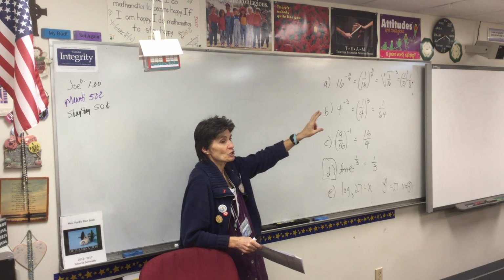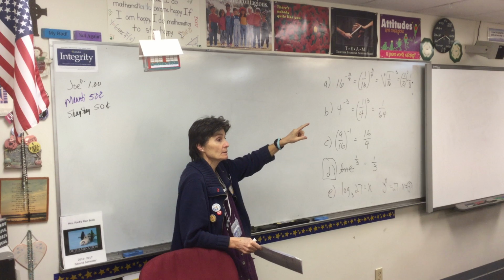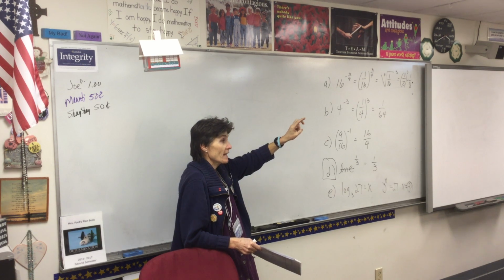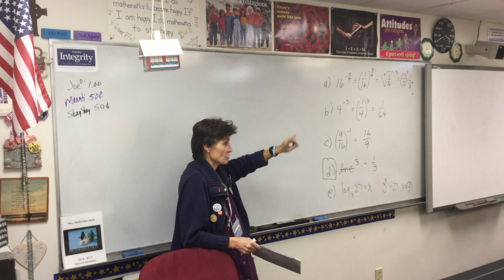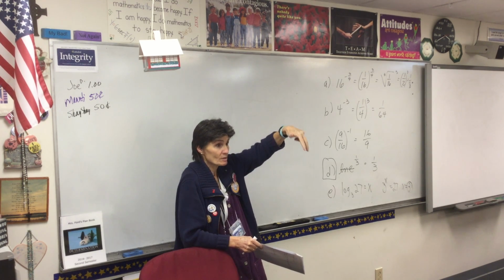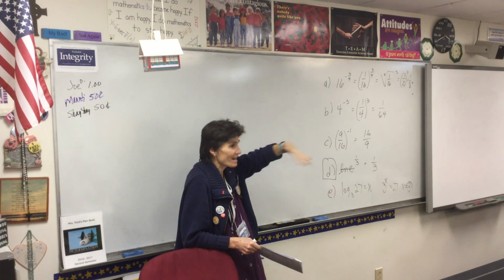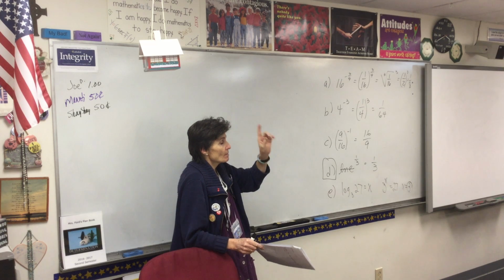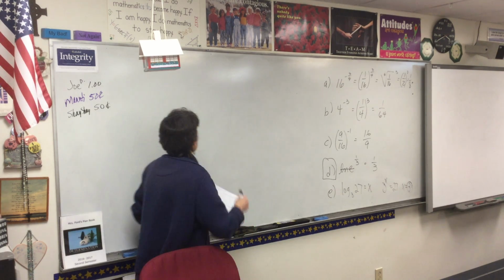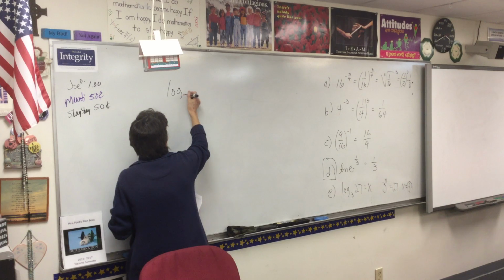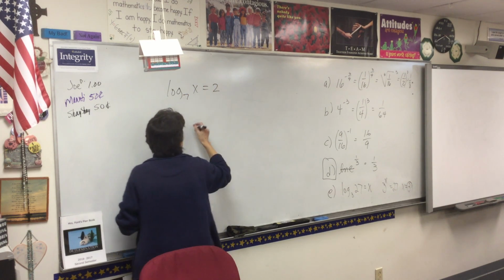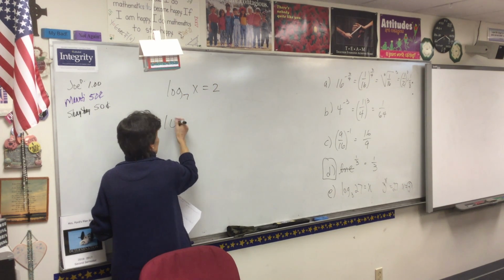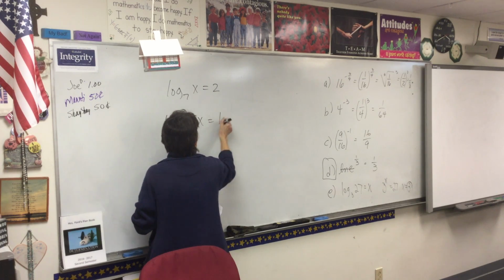If you have an equation with logarithms in it, you can't have more than one on each side, right? So if you've got two logarithms or more on a side of an equation, you have to put them together. The second thing is, there are two kinds of logarithm equations. There is this kind, and there is this kind.